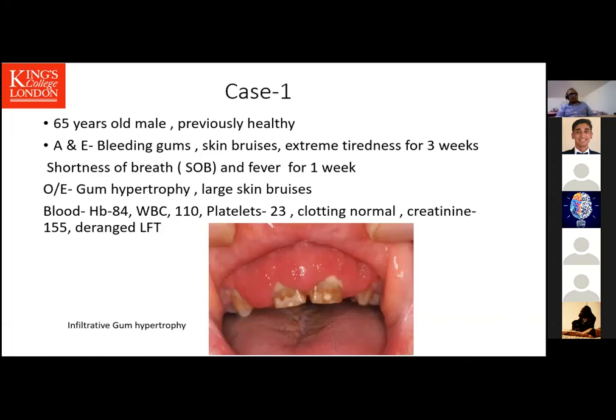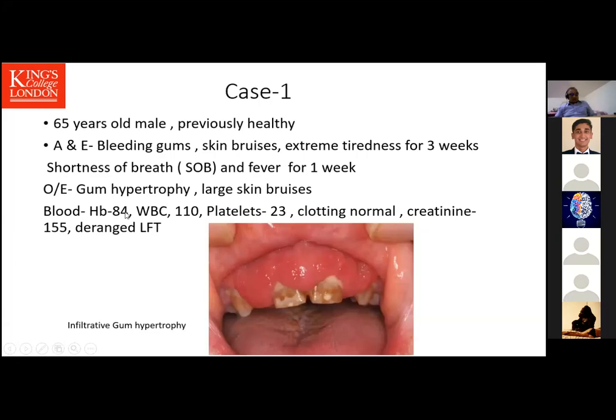Okay, so it is a gum hypertrophy, and what would be alarming here is that he has got some skin bruises. That's fine, it could be something else; he could be on aspirin. But he has got some tiredness, and he has got some fever. So there are 3 things which are telling you that 3 cell lines are affected: the red cells, the platelets, and the white cells. And then you did the blood test.